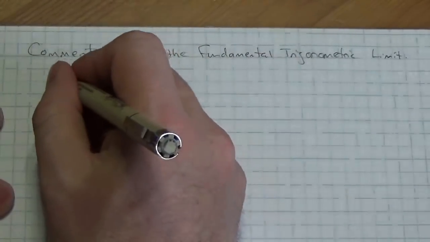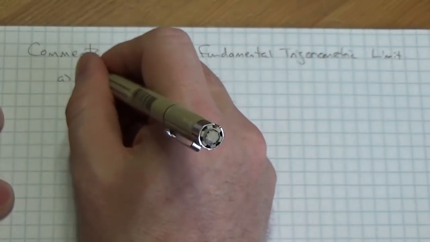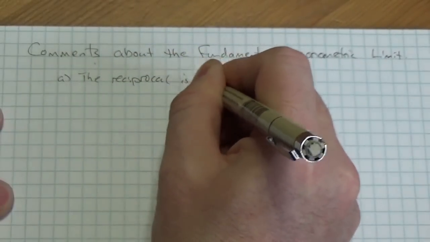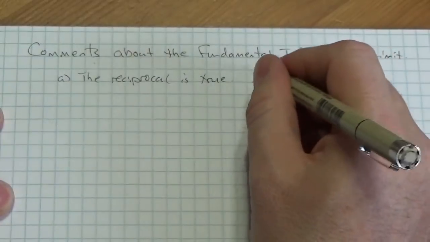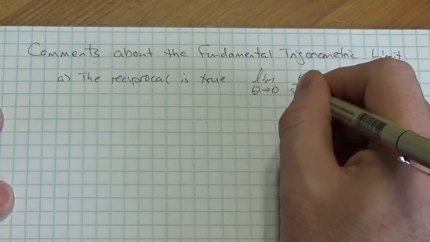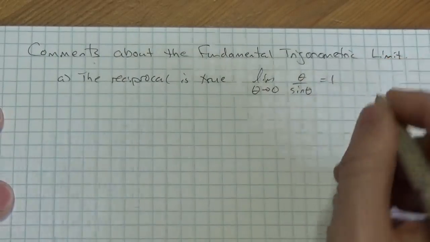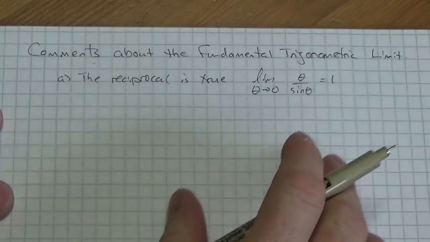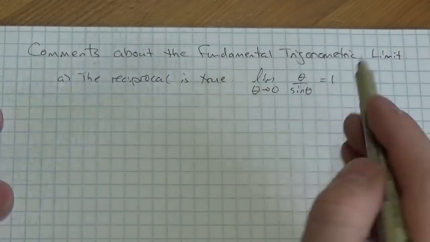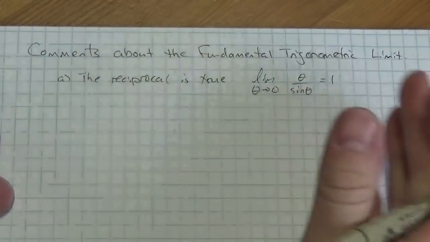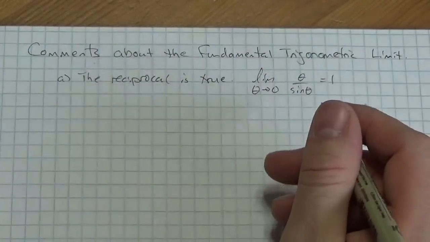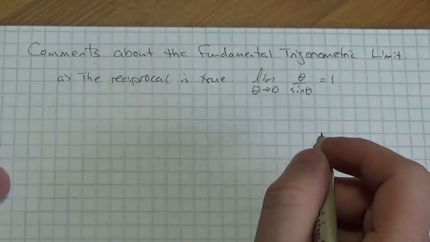First of all, the reciprocal is also true. Meaning that the limit as theta approaches 0 of theta over the sine of theta is also equal to 1. And actually, at one point in our proof, we had the reciprocal trig function there, and had we taken the limit at that point, we would have seen that result as well. So in either case, the reciprocal is true.